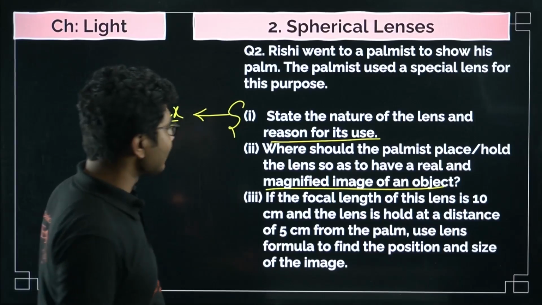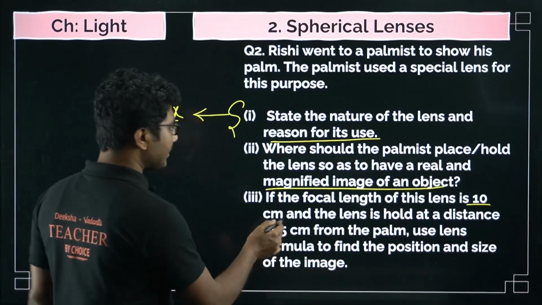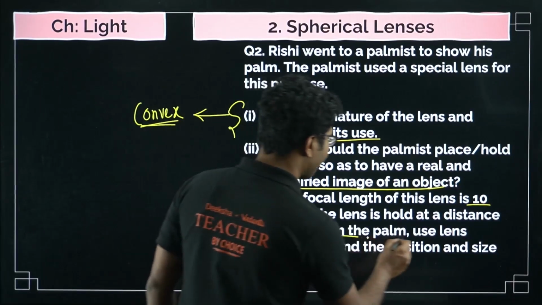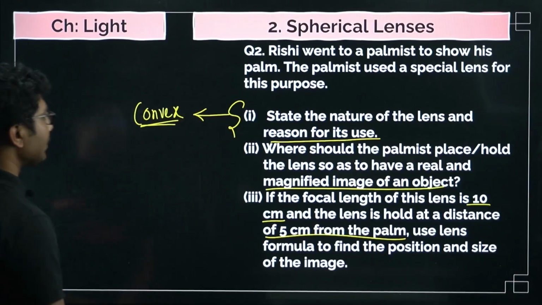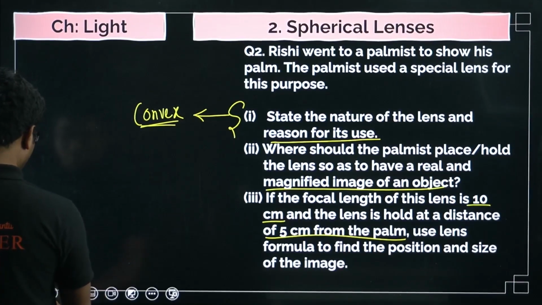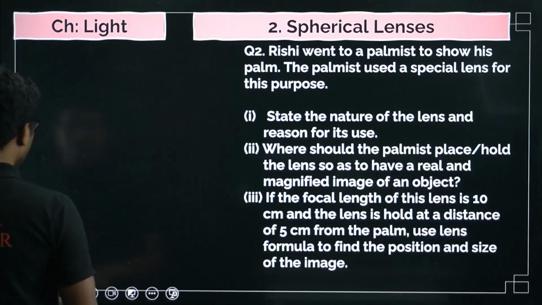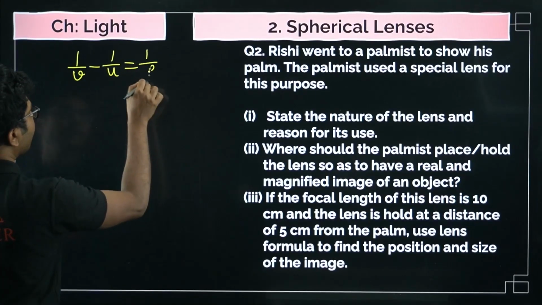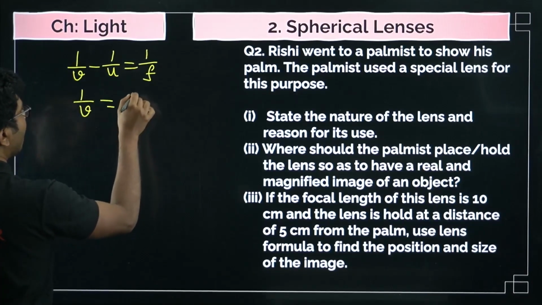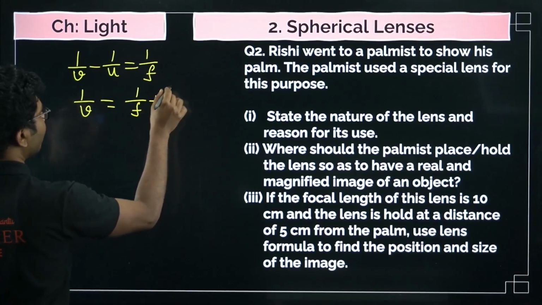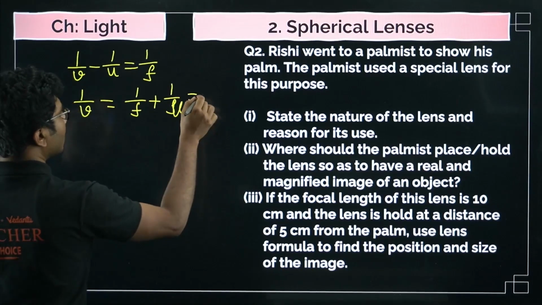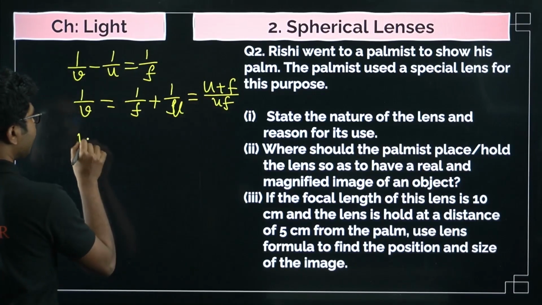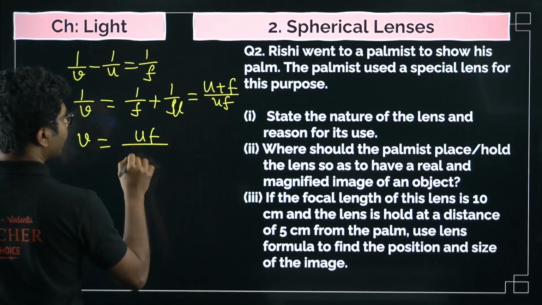If the focal length of this lens is 10 centimeter, now it's a problem. 10 centimeter is the focal length, and the lens is held at a distance of 5 centimeter from the palm. Use the lens formula to find the position and size of the image. So we have to find the position and the size of the image. Okay, so 1 by v minus 1 by u equals 1 by f. So as usual, we will try to simplify this as much as possible first. So it will be (u plus f) by uf. Okay, so v is basically equal to uf by (u plus f).